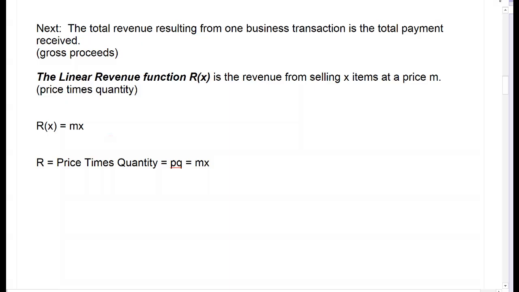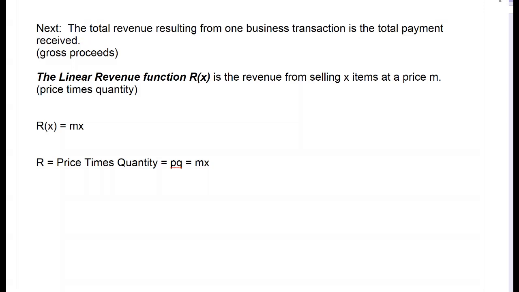Total revenue. So we did cost in the last video, so now we're going to look at revenue, and again, we're going to keep revenue simple. If you go on to business calc in the next semester, they'll look at revenue in the more complex set. We're going to look at revenue in its simplest form. We're going to look at revenue as a one business transaction where you receive gross proceeds. That means when you sell the item for a certain price, that's the gross proceeds. So for each item you sell for $50, the $50 is the revenue generated from that item.